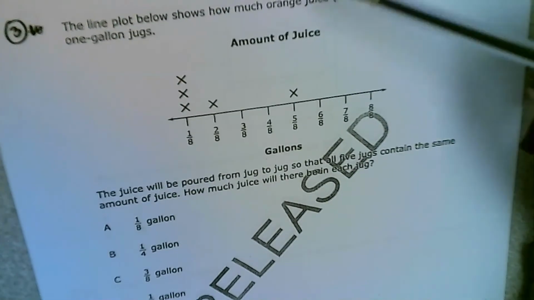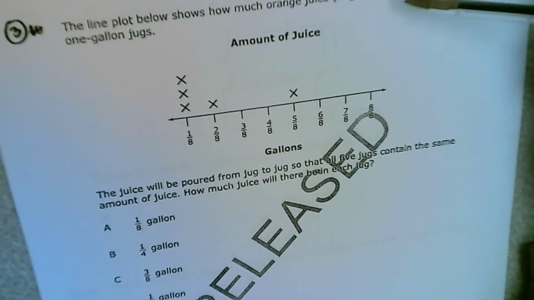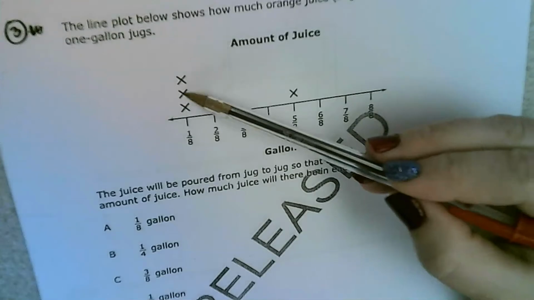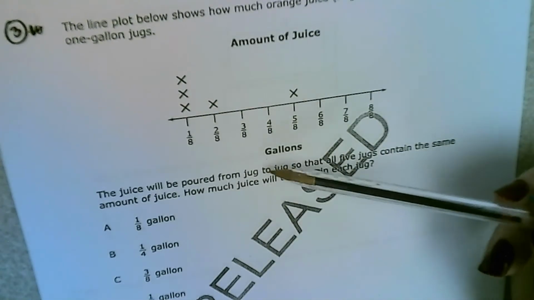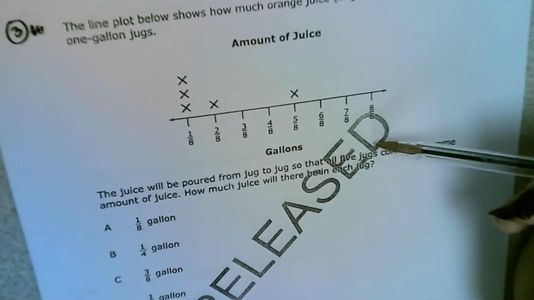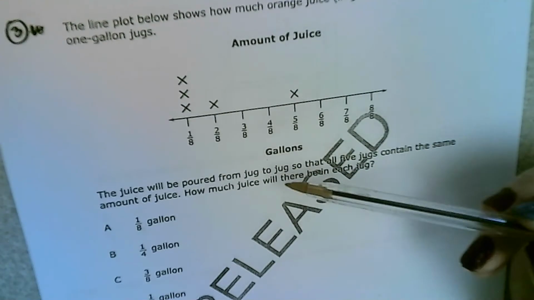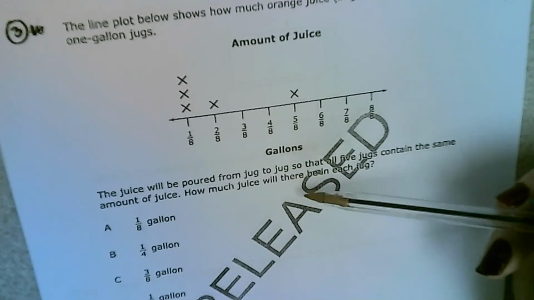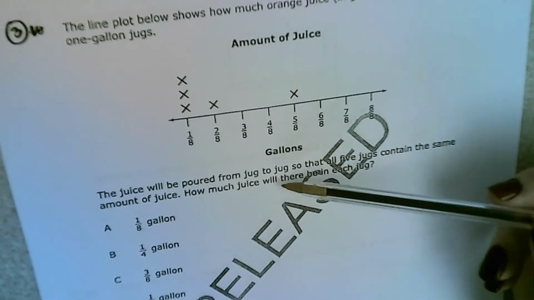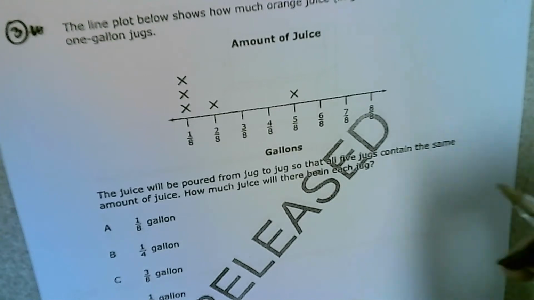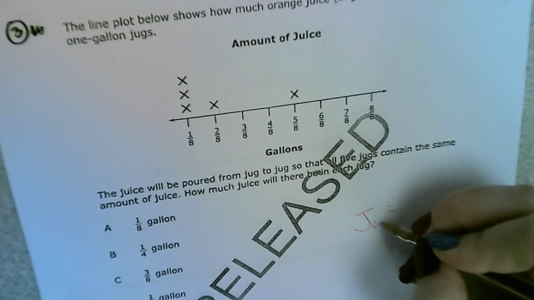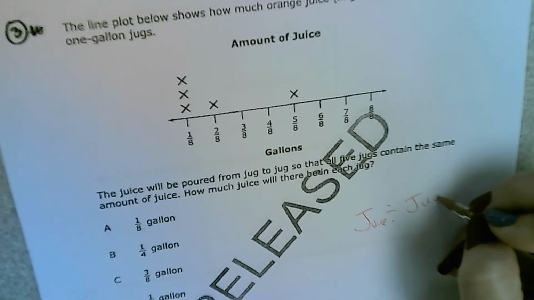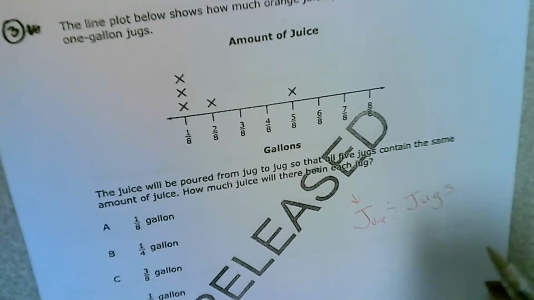The line plot below shows how much orange juice in gallons is in 5 different 1-gallon jugs. So 1, 2, 3, 4, 5 1-gallon jugs. The juice will be poured from jug to jug so that all 5 jugs contain the same amount of juice. So I'm going to divide the juice evenly among the jugs. So first I have to know, is juice divided by jugs. Well, first I need to know how much juice there is.